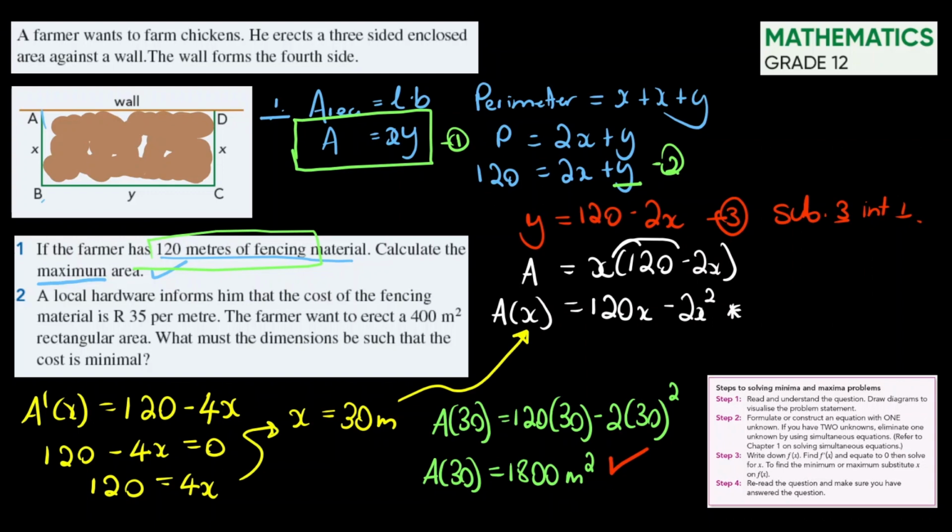So let's move on to the next question, where it says a local hardware store informs him that the cost of the fencing material is 35 Rand per meter, and the farmer wants to erect a 400 square meter rectangular area. Okay, he wants to erect that. What must the dimensions be so that the cost is minimal, right? So we need to get the dimensions.